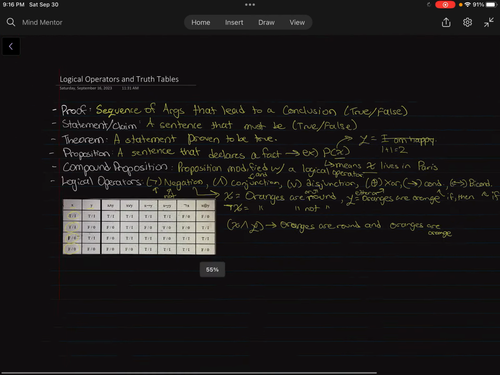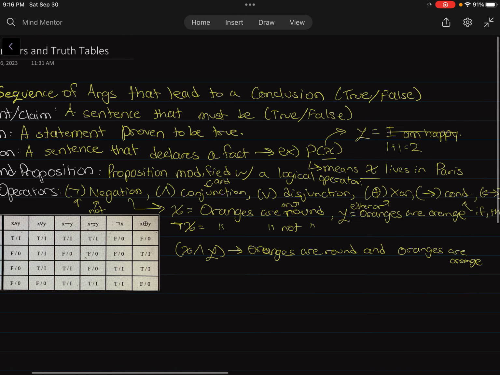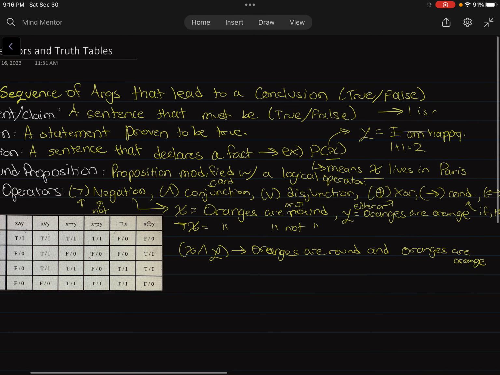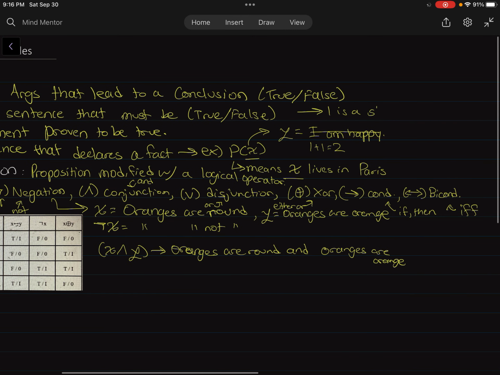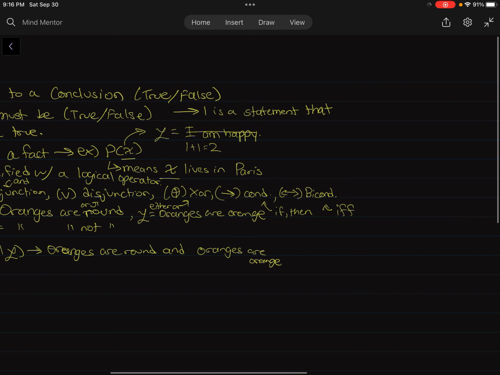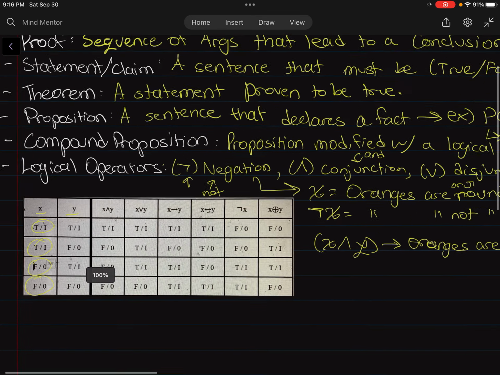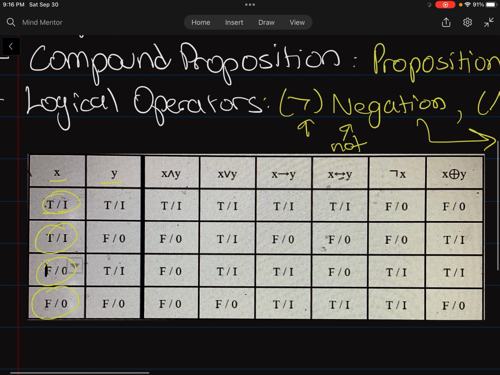Oh, sorry, one thing that we forgot to mention is 1 is basically a statement that represents true in this course. And 0 is a statement that represents false, right? So when we write T/1 here, that means X is true, and when we write F/0, it means it's false. And then again, Y in this row is true, it's false in this row, it's true in this row, and then false in this row.